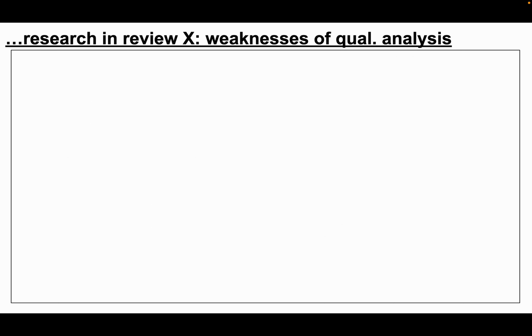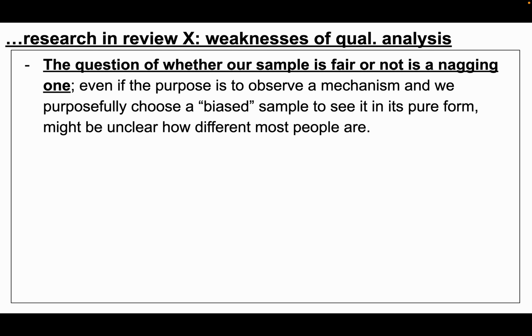But there are some weaknesses, inevitably. So first of all, the question of whether our sample is fair or not is a nagging one. Even if the purpose is to observe a mechanism and we purposely choose a biased sample to see it in its pure form, it might be unclear how different most people are to that sample. And again, I think we've seen a number of articles. I'm not assigning you bad qualitative articles on purpose or something. I'm assigning you the best of the best. But this remains a sort of problem with a lot of qualitative analysis: there's a lot of hand-waving about whether or not the sample is characteristic of the population.